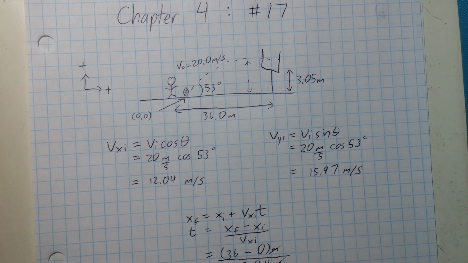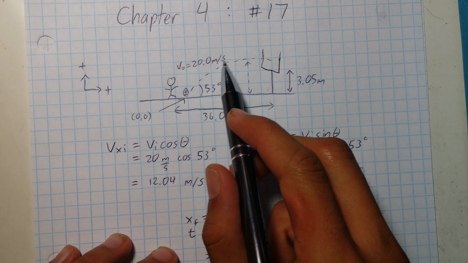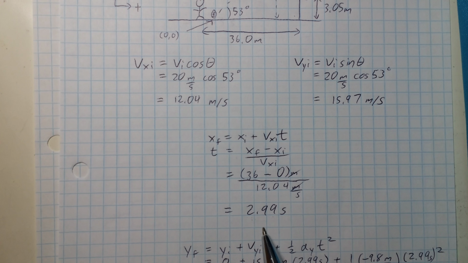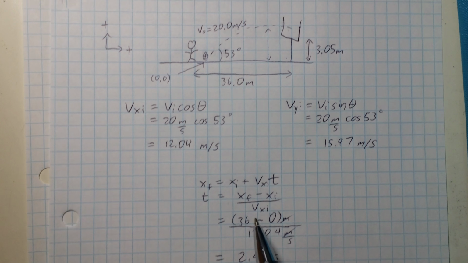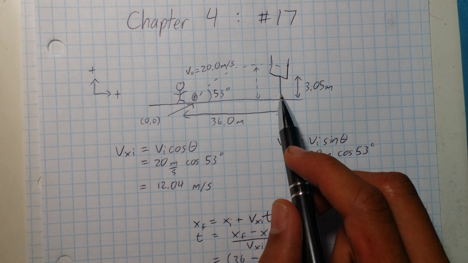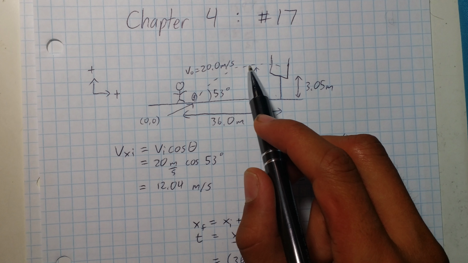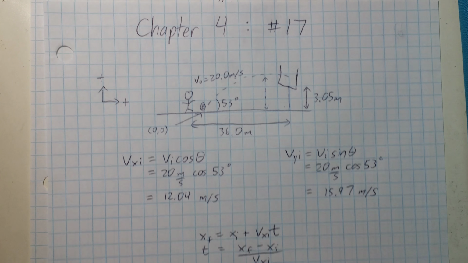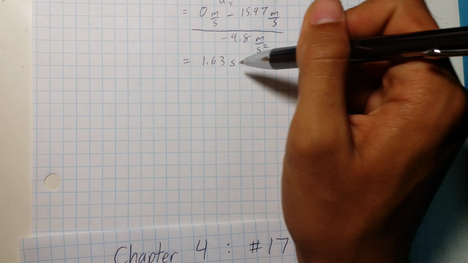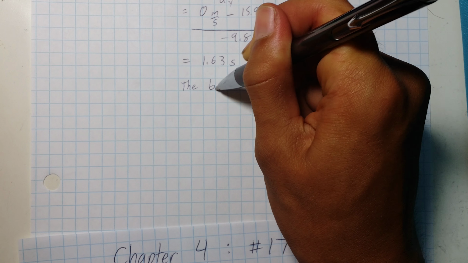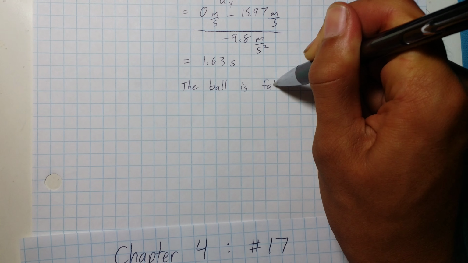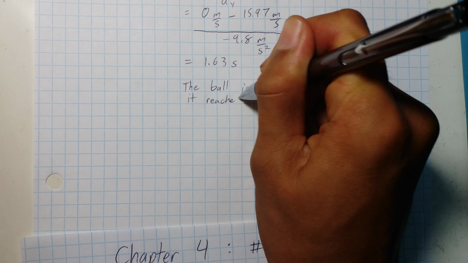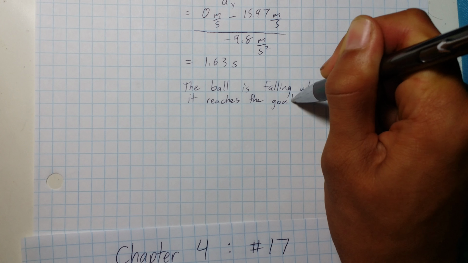So we know now that it took 1.63 seconds for the ball to reach its maximum height. And since we also found out in part A that it took 2.99 seconds for the ball to reach the end goal, we know that the ball must have passed its maximum height already and is continuing in a downward direction. So that would be our answer to part B. The ball is falling when it reaches the goal.